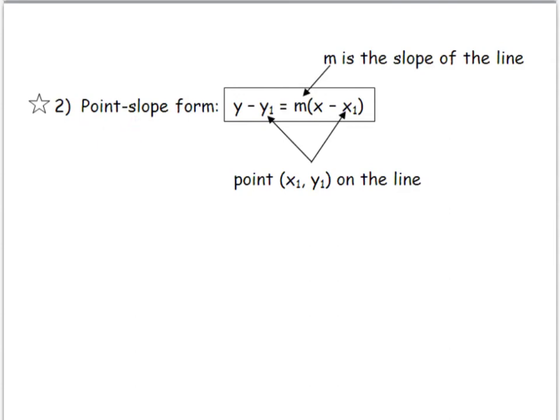So when you write this out, this y and this x remain the same. Those never change. However, this y sub 1 and this x sub 1 come from a point that sits on the line. And a point is always the x coordinate first and then the y coordinate. Notice the x's stay together and the y's stay together. So it's going to be y minus the y coordinate of the point that sits on the line, equals m, remember the slope, times the quantity of x minus the x coordinate of the point.